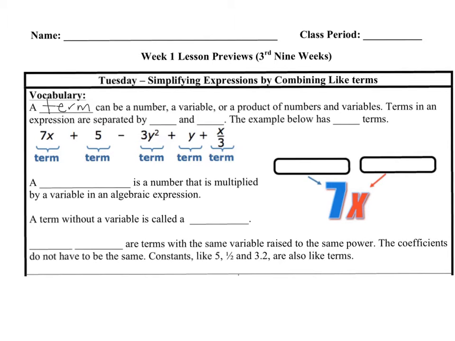A term can be a number, so this would be an example, a variable, or a product. Remember, a product is the answer to a multiplication problem of numbers and variables. So here's a product of numbers and variables, a product of numbers and variables, and it can also be a quotient, so dividing of numbers and variables. And terms in an expression are going to be separated by addition and subtraction. So for instance, you can see that these terms are all separated by addition and subtraction. So the example below has 1, 2.